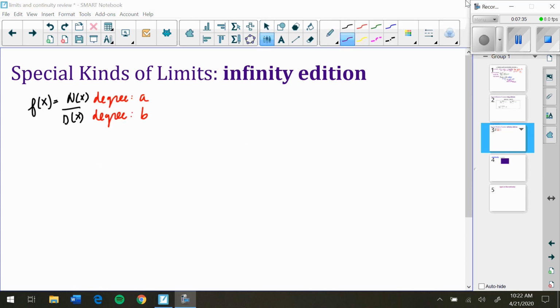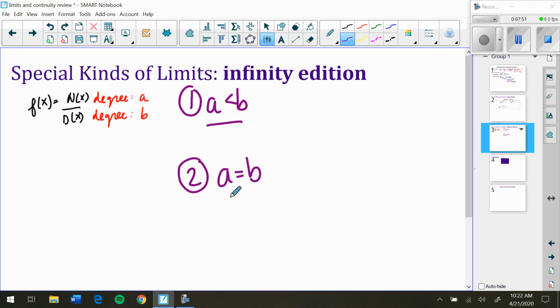And our limits at infinity looked at comparing these degrees. So there's 3 possibilities that could happen. A could be less than b. Option 2 would be a is equal to b. And option 3 would be that a is greater than b.